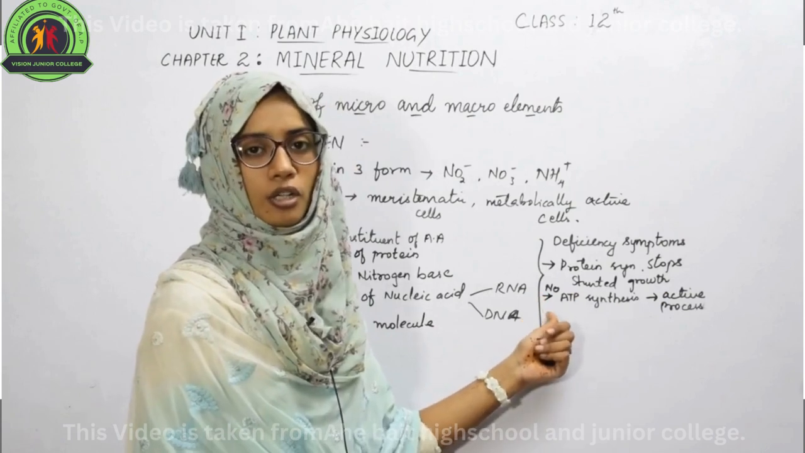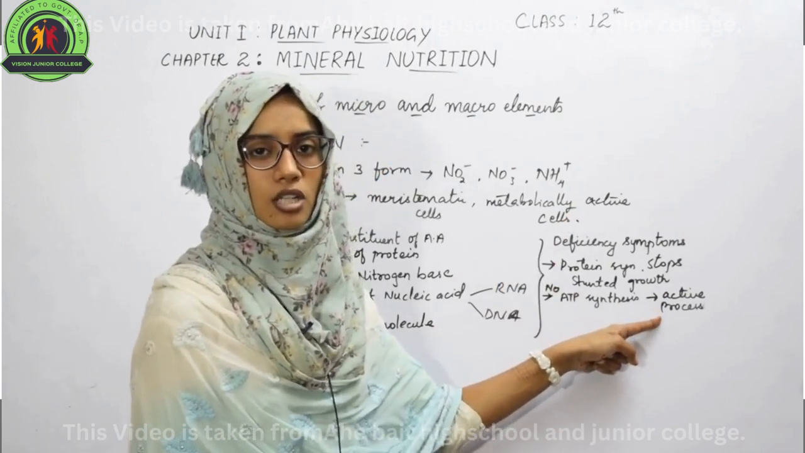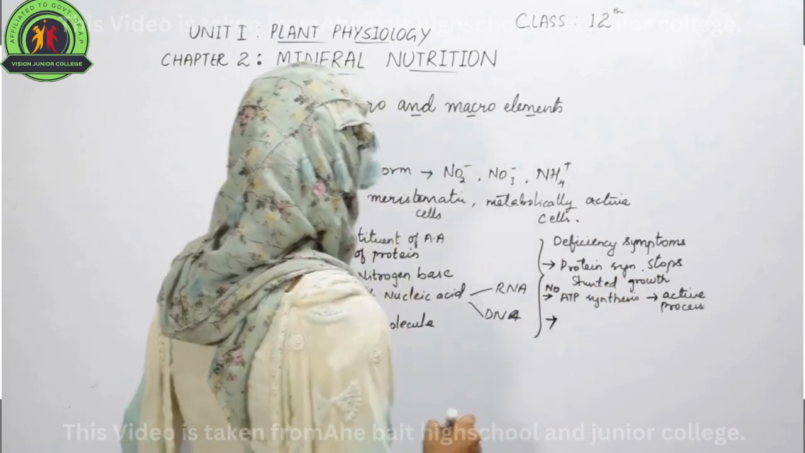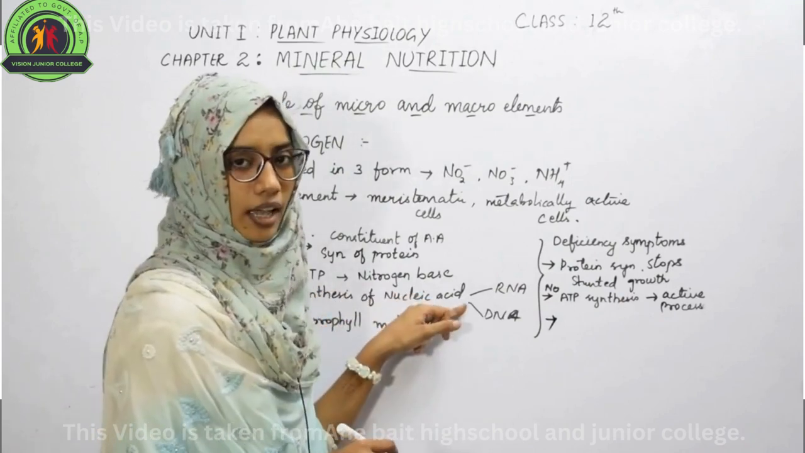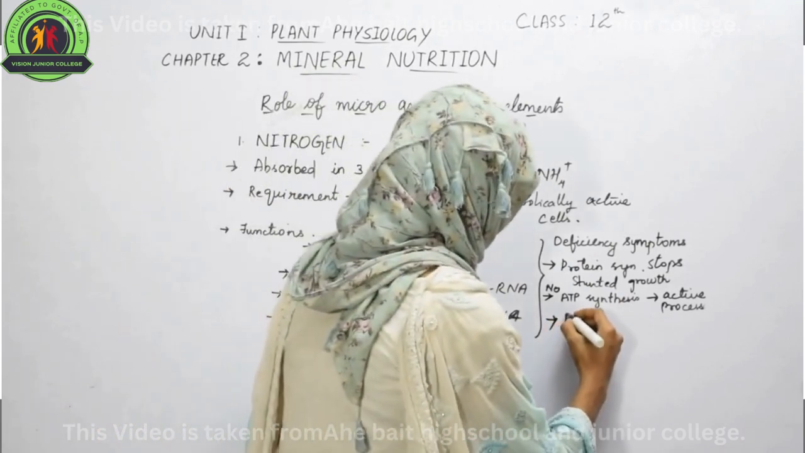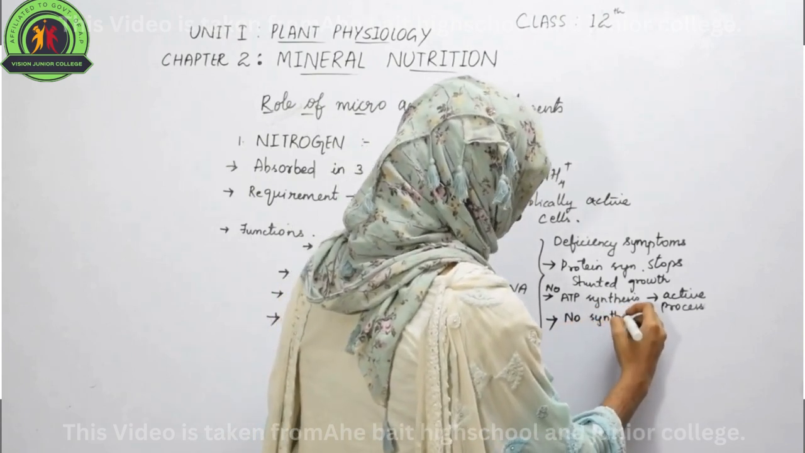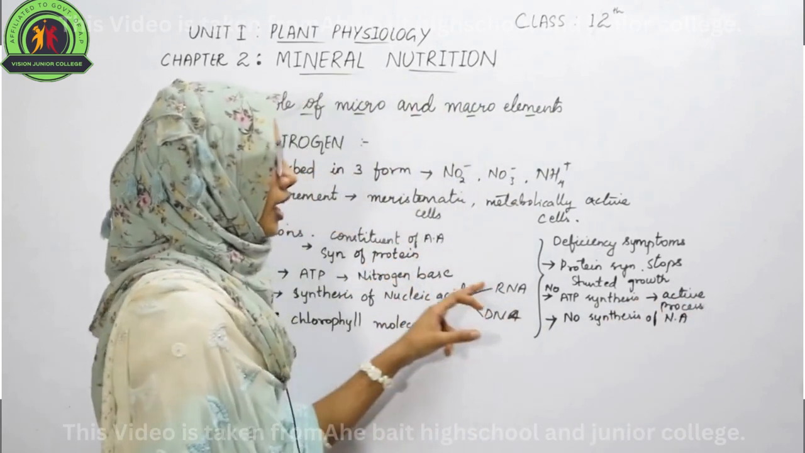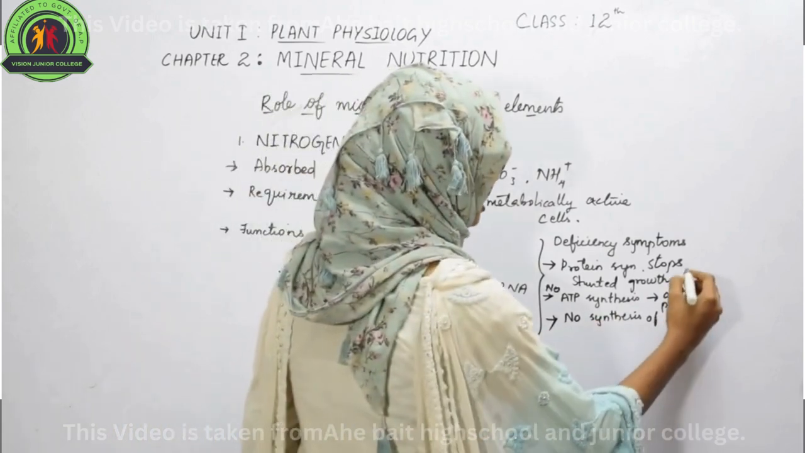If ATP is not synthesized, active processes will not take place, or these processes will slow down. Nitrogen is also used in the synthesis of nucleic acids. If there is no synthesis of nucleic acid due to nitrogen deficiency, then cell division stops and we can see stunted growth of the plant.